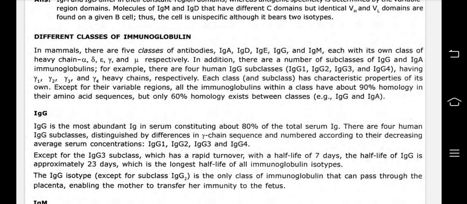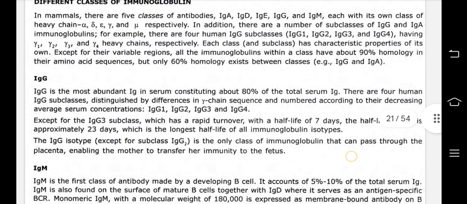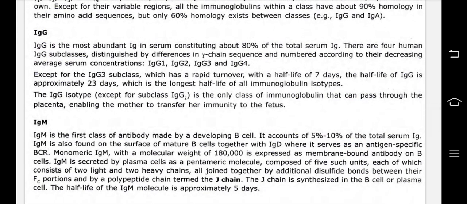Except for their variable regions, all the immunoglobulins within a class have about 90% homology in their amino acid sequences, but only 60% homology exists between classes IgG and IgA. So IgG is the most abundant Ig in serum, constituting about 80% of the total serum Ig. There are 4 human IgG subclasses distinguished by differences in gamma chain sequence and numbered according to their decreasing average serum concentrations: IgG1, IgG2, IgG3, and IgG4. Except for the IgG3 subclass, which has a rapid turnover with a half-life of 7 days, the half-life of IgG is approximately 23 days, which is the longest half-life of all immunoglobulin isotypes.